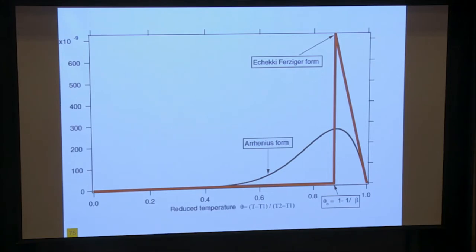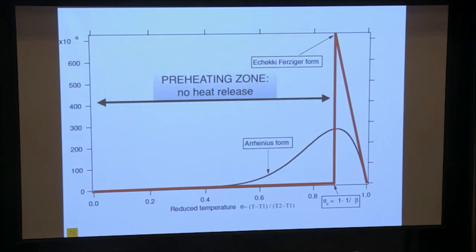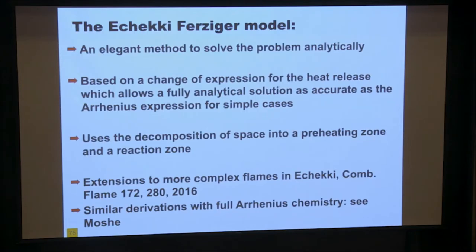So he said, I'm going to replace this exponential shape by the wedge curve. Up to 1 minus 1 over beta, I have zero reaction rate, and then at this value of temperature, I have a big reaction rate which goes to zero at theta equal 1. This is very close to the real flame behavior, but it doesn't have all these exponentials which are a pain to solve for. So I'm going to show you the resolution of a flame with the model of Echekki. And you will see that it's much easier than the solution of Moshe because I have simplified the problem. So in the preheating zone, I will set reaction rate to zero, and in the reaction zone, I will use a linear heat release, not an exponential one. So it's an elegant method, and you can find expansions and extensions of that. The theoreticians don't like it too much, but I think it's nice because you can do it in 5 minutes. If you want to do it with full Arrhenius chemistry, then you go back to Moshe, and of course, he has the exact solution.